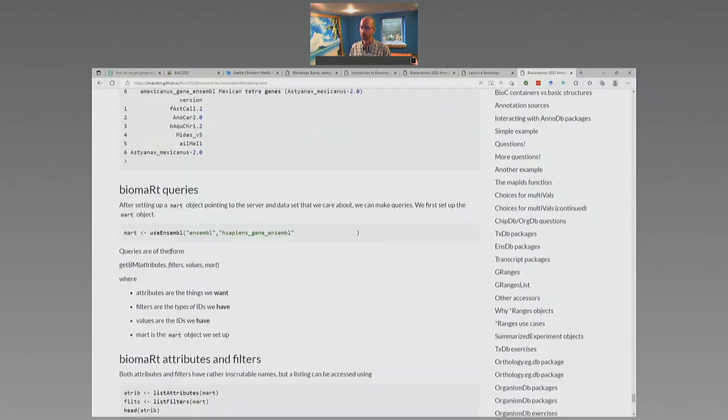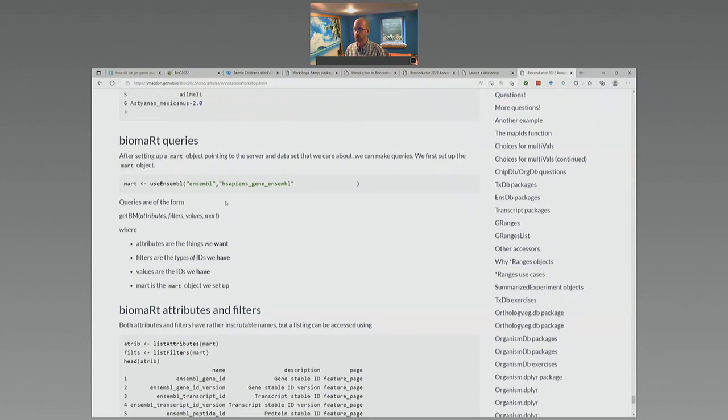But we're going to just do something simple and trivial, which is to use Homo sapiens. So to set up a mart to use Homo sapiens IDs, we would use useEnsembl. The first argument is ensembl. The second one is hsapiens_gene_ensembl. And I don't know why there's this huge gap there, but pretend it's not.